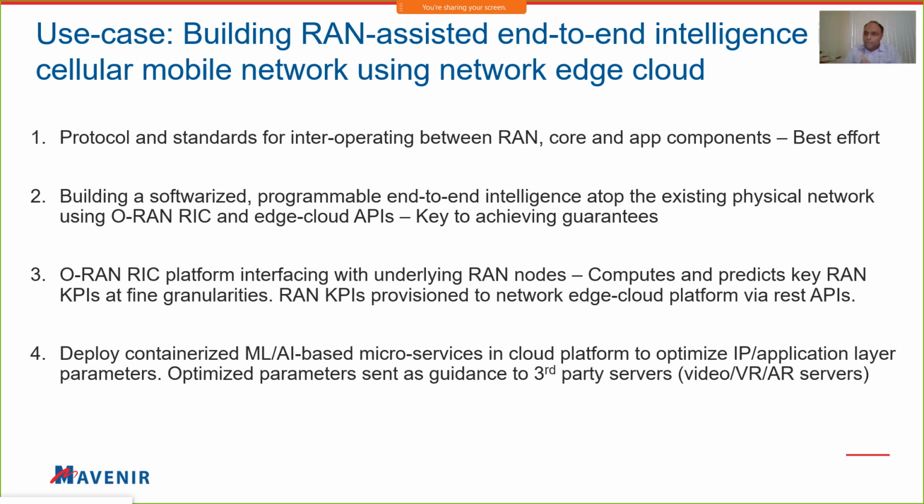How do we do that? The RIC platform talks to the cellular RAN and makes some intelligent predictions. These predictions are sent to a network edge cloud platform like Azure or Amazon EC2, etc.